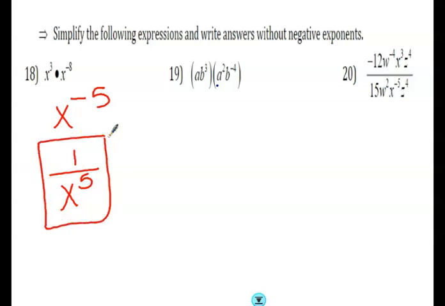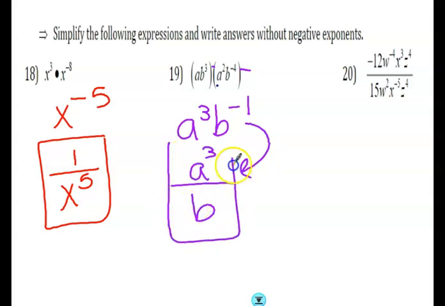Number 19, there's nothing on the outside of these parentheses, so I'm going to add them. So I have a to the 3rd and b to the negative 1st. Well, that is not the most simplified answer. I need to bring the b to the bottom. So a to the 3rd over b would be my answer.